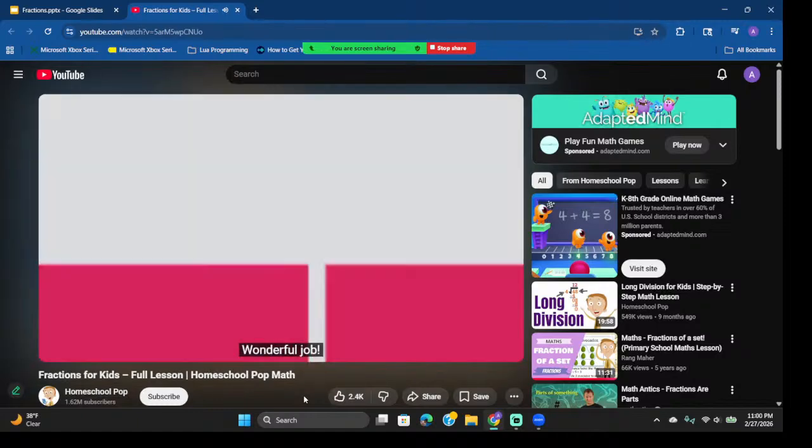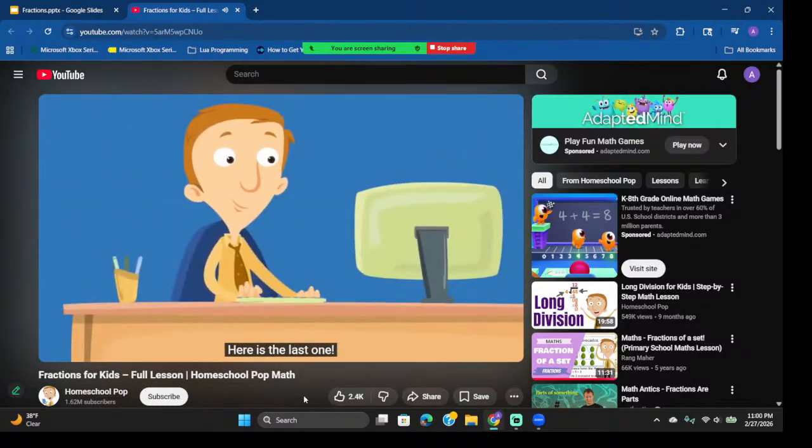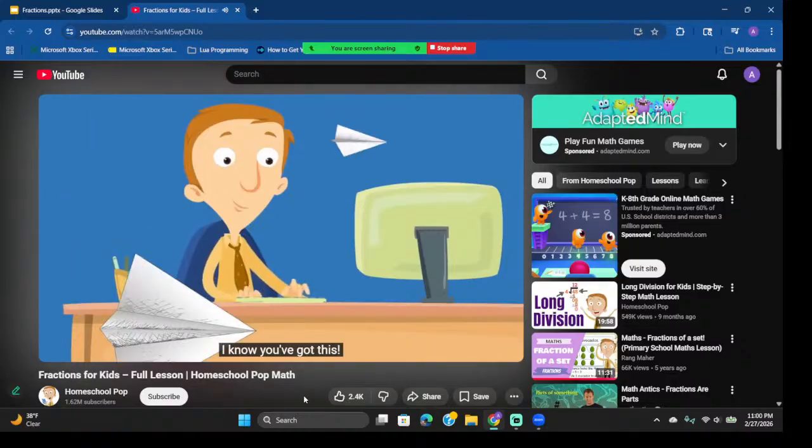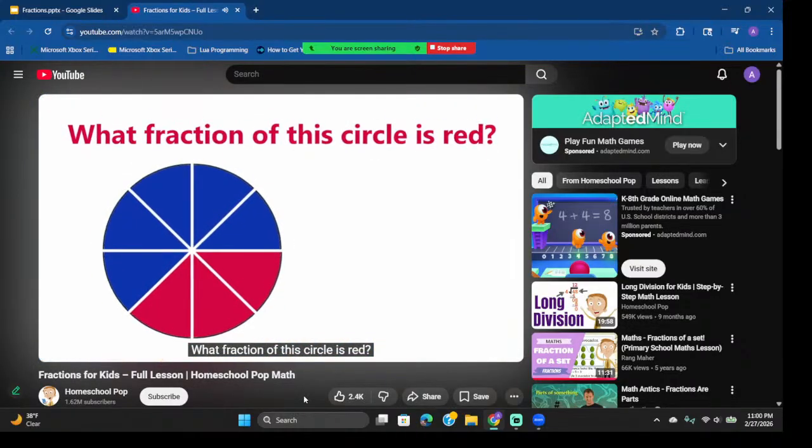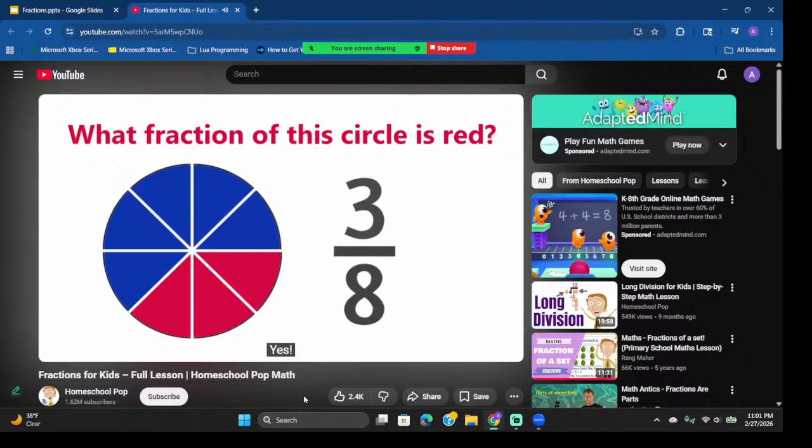Wonderful job. All right, here is the last one. I know you've got this. What fraction of this circle is red? Yes, 3/8. 3/8 of the circle is red.